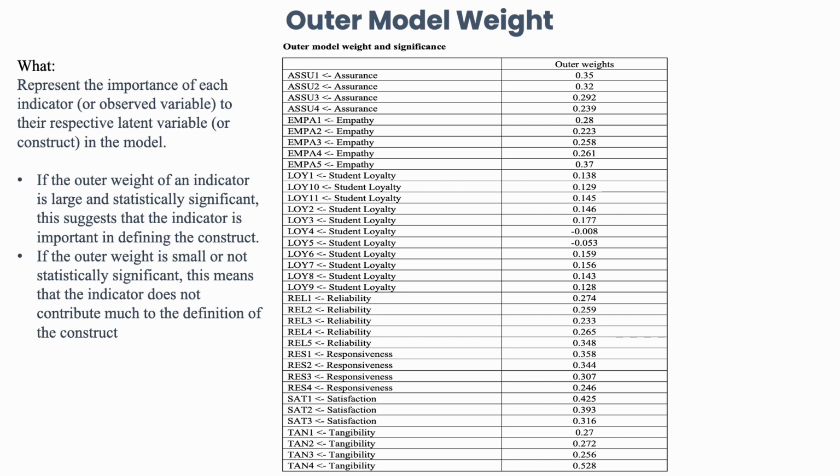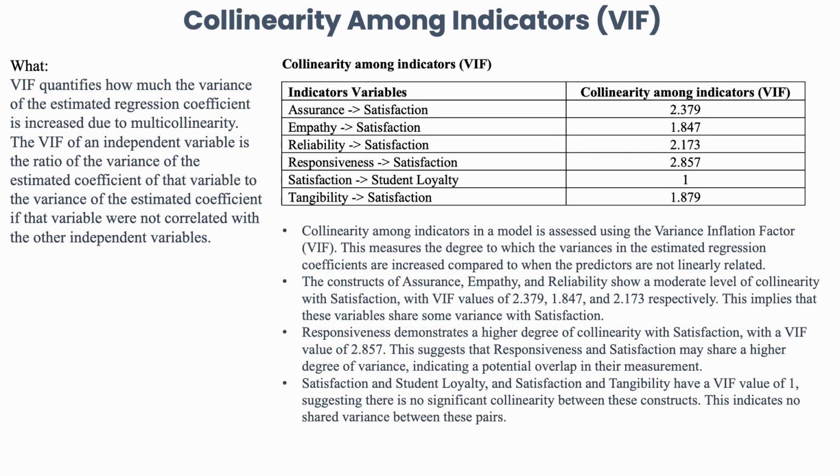Overall, the outer weight model provides evidence of the relationship between the latent construct and their indicators. The significant and substantial weights suggest that the indicators are reliable and valid measures of their respective constructs. Now, these findings support the validity of the measurement model and provide confidence in the subsequent analysis. Now, let's move on to the next slide. Now, let's look at collinearity among indicators, or VIF.